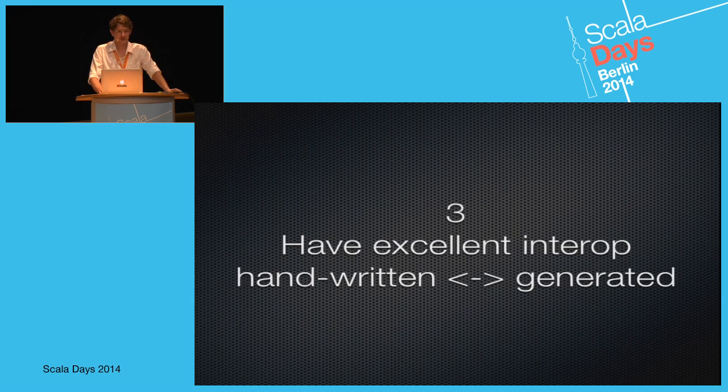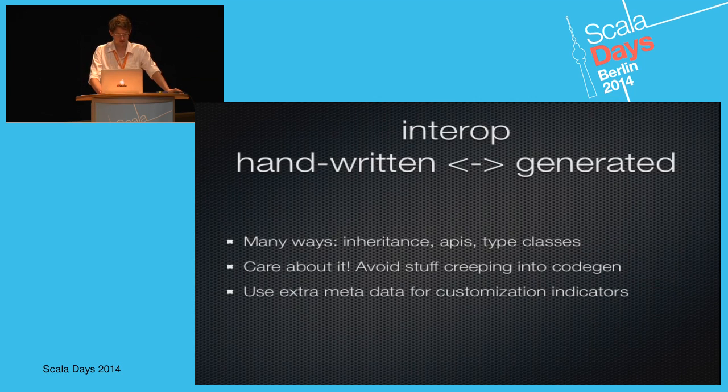And I think it's very important to have excellent interoperability between the handwritten code and generated code. Otherwise, more and more code creeps into your generator and becomes unnecessarily complicated. There are many ways to do that: inheritance, APIs, type classes, but you should care about it. Avoid unnecessary stuff ending up in your generator. You can use this extra metadata to make this easy and, for example, generate inheritance only when you actually want to customize.